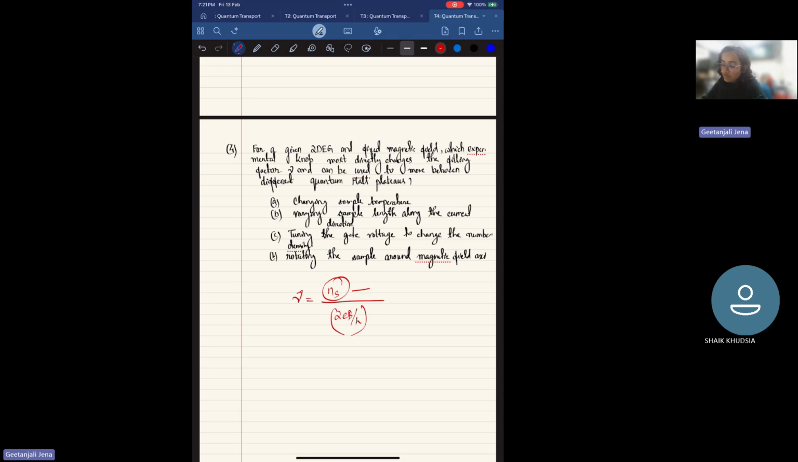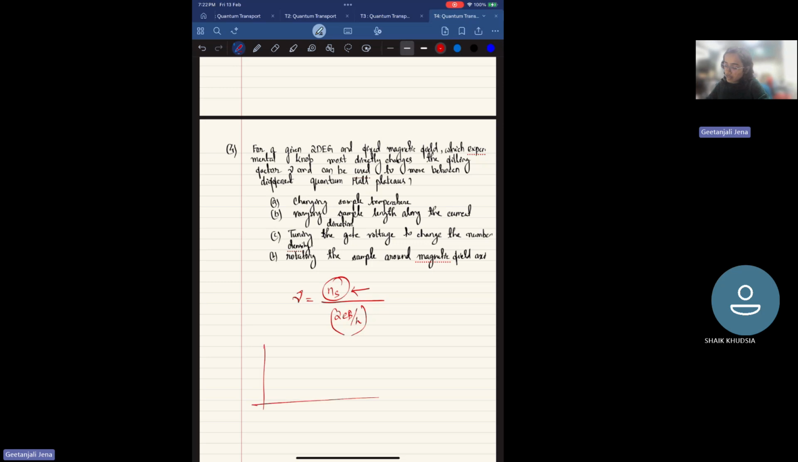So if somehow we can change the electron density, which is by means of changing the gate voltage, that means we can change the positioning of the Landau level. And by changing the position of this Landau level, we have seen that when the Landau level moves across the Fermi energy, it's possible to get excitation from one plateau level to the other plateau level.